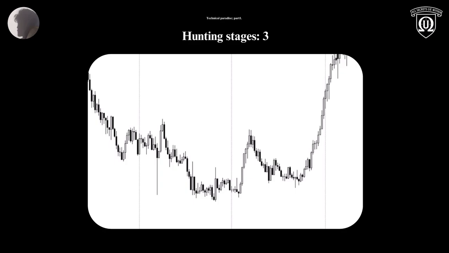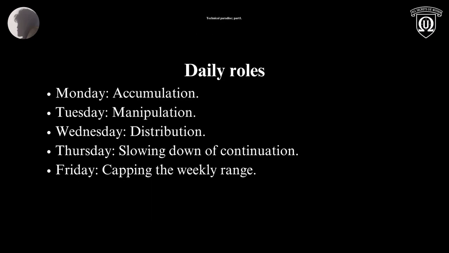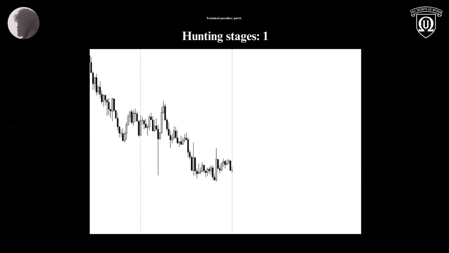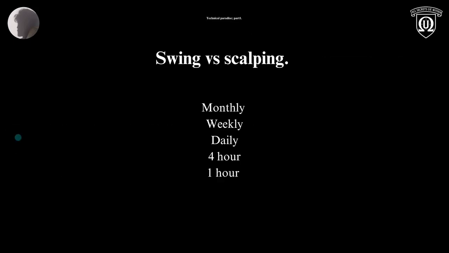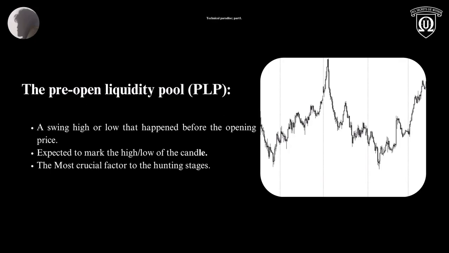And this is timed ranges. Right, that's stage 3. Daily rolls. This is when it comes to the weekly candle. And before we go into this one, again, I want you to really rewatch this part, especially at least 10 times, which is the PLP and the hunting stages.